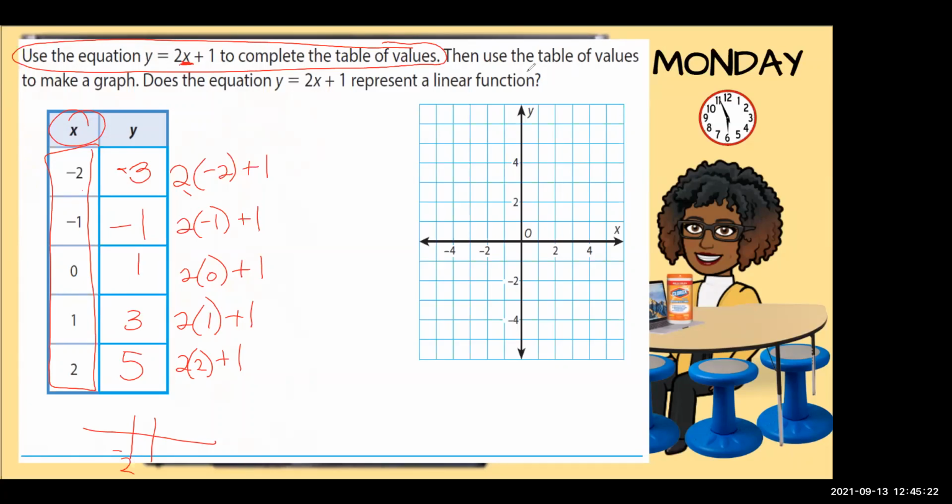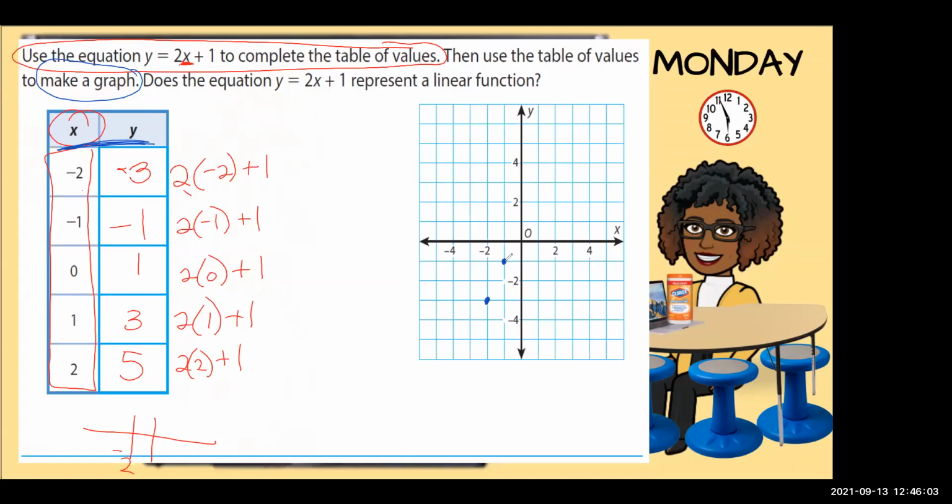All right, the second part of that said use the table of values to make a graph. How do we make a graph? Good job. So if we look at that table, we know it's x and y, so that'll be our first point. -2, -3. You can find it on your first graph. -2 on the x, and then go down 3. Then we got -1, -1. It is little, I apologize.